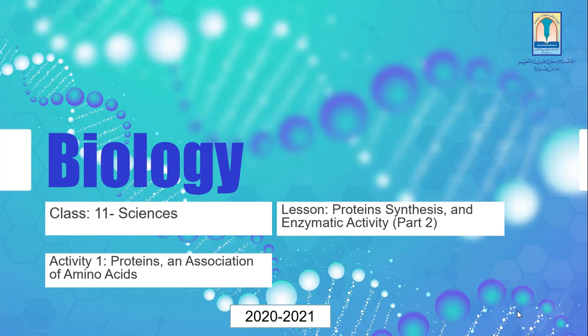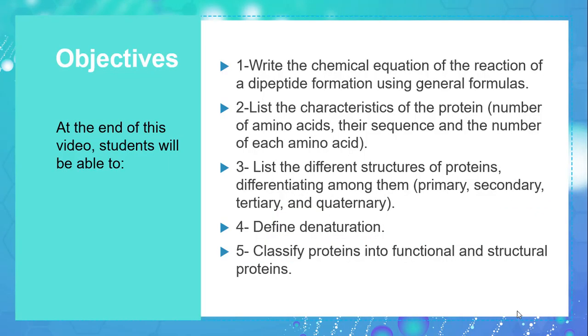Today we will continue with activity 1 of chapter 3, Proteins and Association of Amino Acids. At the end of our lesson for today, we will be able to write the chemical equation of the reaction of a dipeptide formation using general formulas. List the characteristics of the protein: the number of amino acids, their sequence, and the number of each amino acid.